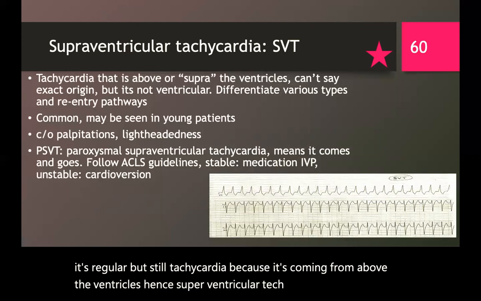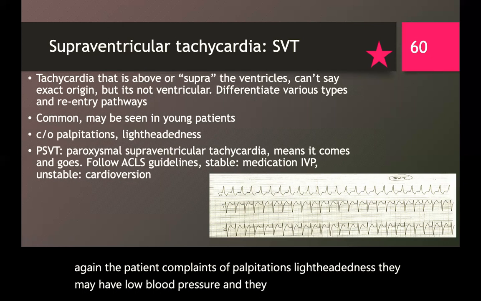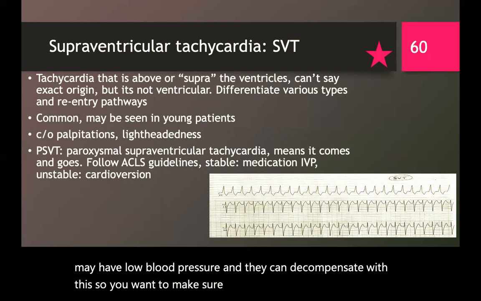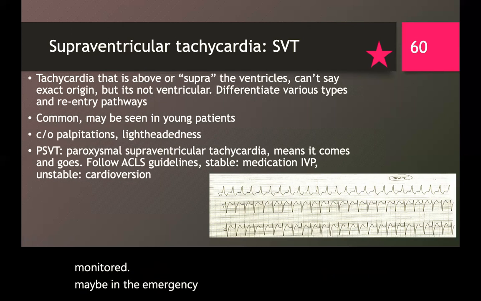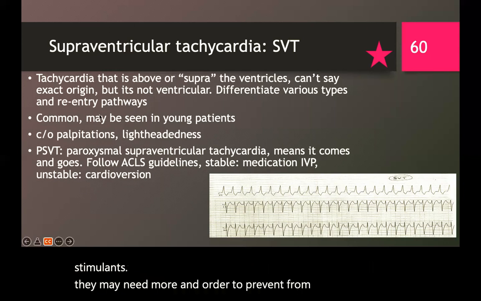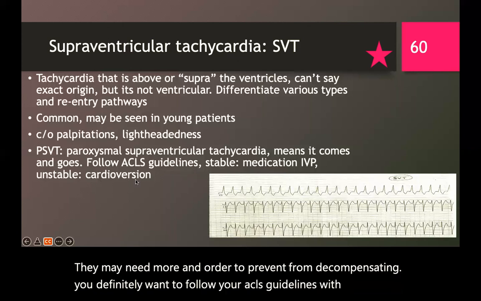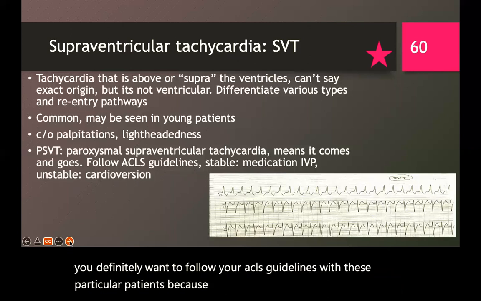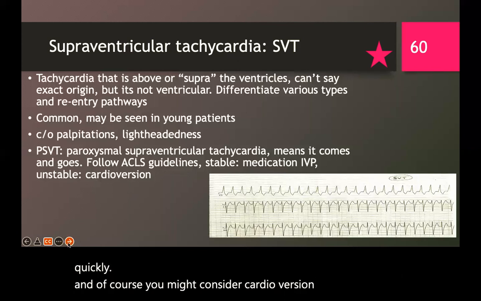So again, the patient complains of palpitations, lightheadedness. They may have low blood pressure, and they can decompensate with this. So you want to make sure you're giving these patients O2, an antiarrhythmic. You want to have them monitored, maybe in the emergency room. We're going to be treating them with beta blockers. We're going to be cutting out stress, caffeine, stimulants. They may need more in order to prevent from decompensating. You definitely want to follow your ACLS guidelines with these particular patients because they can become very unstable very quickly. And of course, you might consider cardioversion if necessary.